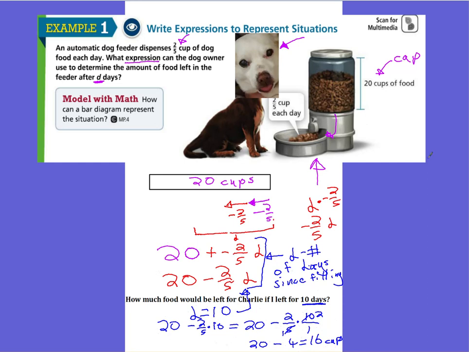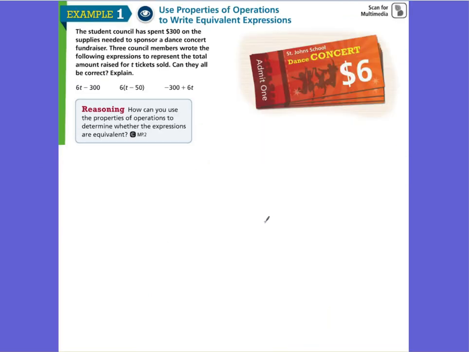All right, so now we've got kind of how to write these. Let's go over quickly what happens if I have an expression that might look very different, but is secretly very similar. So we're going to look at this example we looked at earlier in the year. So this is the dance concert. So we've got 3 student council members, and they each made an expression. So the situation is they've got these tickets. The tickets sell for $6 each, but they already spent $300 on the supplies. And each of the members, we can think of member 1, member 2, member 3, they each come up with an expression that they think represents it.